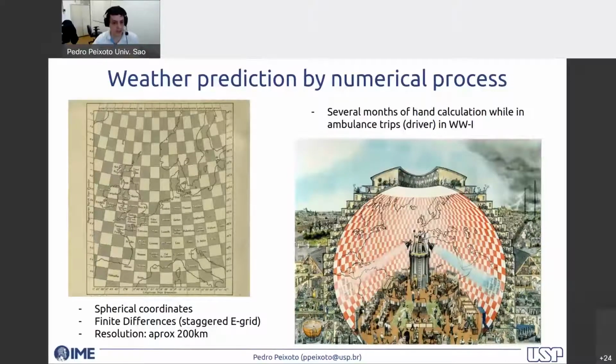So it's what's called a staggered grid for the CFD community, with approximately 200 kilometers of resolution in each box, and he used finite differences to solve the hydrostatic primitive equations. And then he spent several months of hand calculation. There was no computer at the time, in ambulance trips, because he was a driver in World War I, to derive the solution of this computation for a period of a few days ahead of the initial data he had.